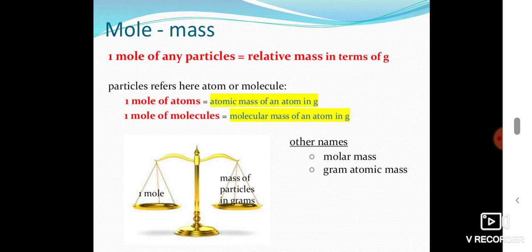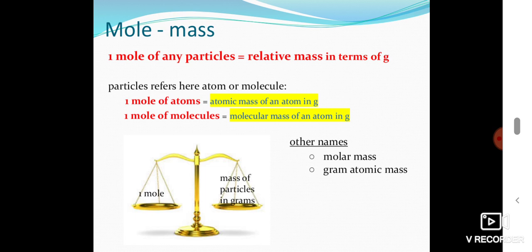If 1 mole of atoms, the definition is that 1 mole of atoms is equal to the atomic mass of an atom in grams. What is the atomic mass, students? We know that each atom has its own mass, that is known as the atomic mass. For example, what is the mass of hydrogen? We have already seen that in previous classes. So the mass of one hydrogen atom is equal to 1 u, isn't it? What is the mass of an oxygen atom? The mass of an oxygen atom is 16 u.